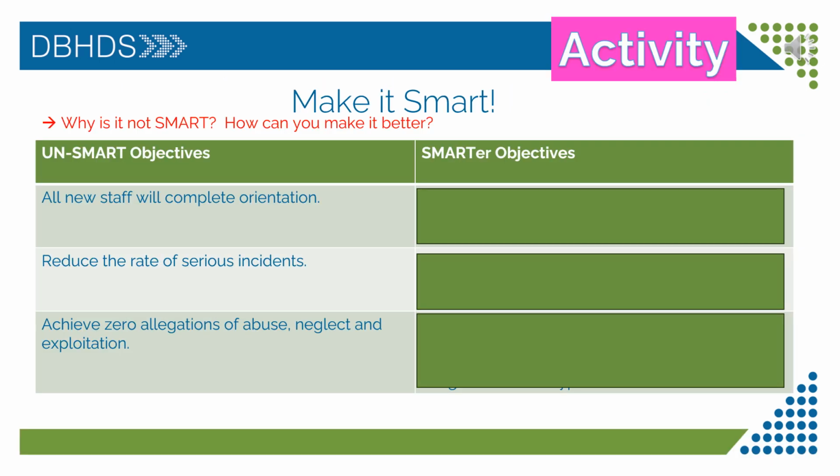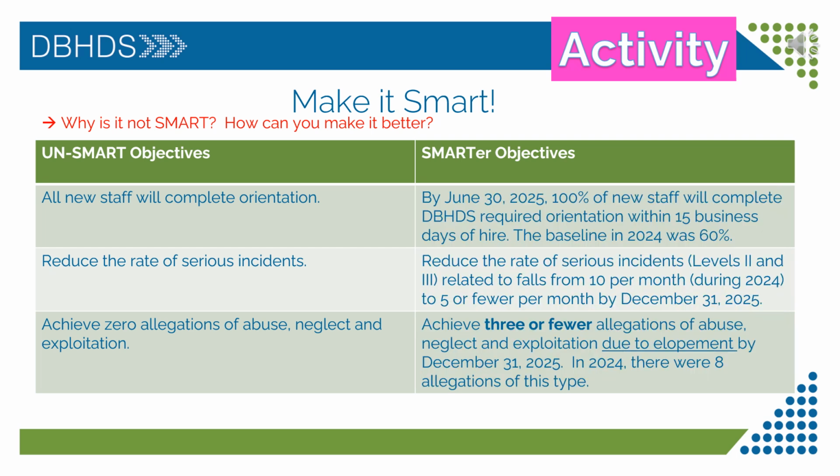Now let's do an activity. On the left, you will see 3 unsmart objectives. I want you to pause the video and for each one, talk about why it is not smart and how you can make it better. Write a smarter objective and we'll see how you did. Let's start with the first one.